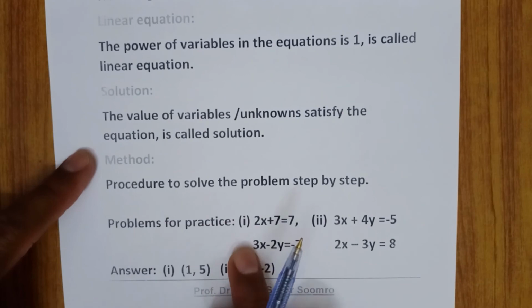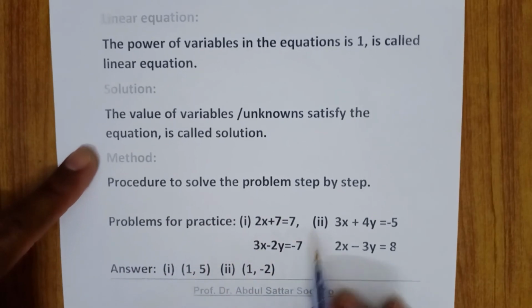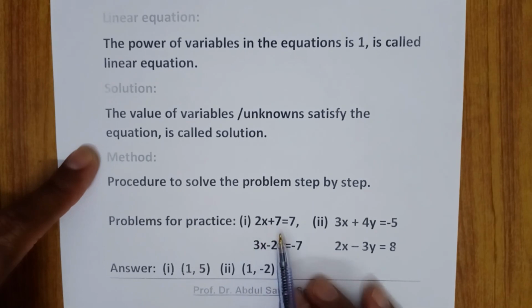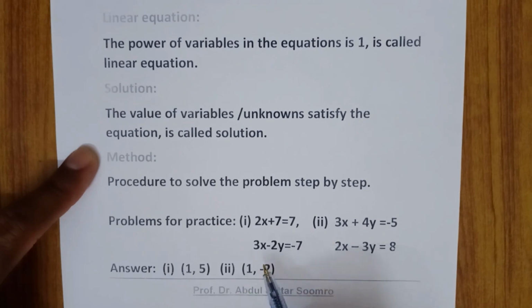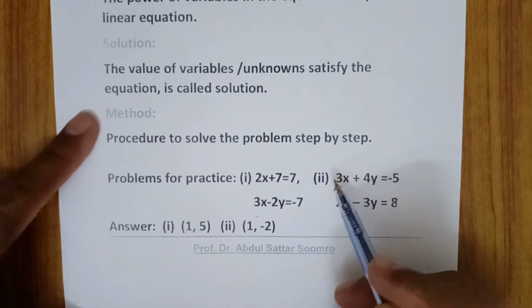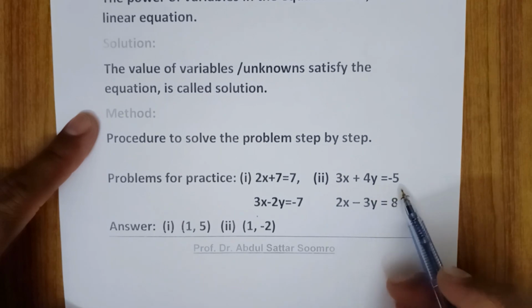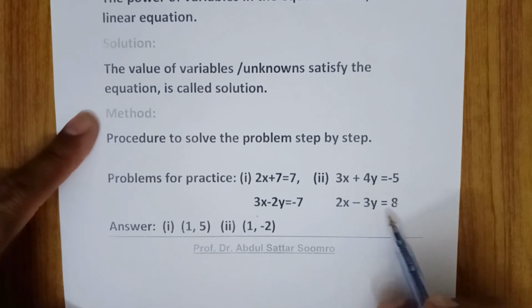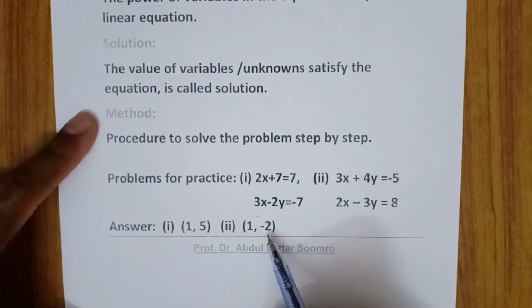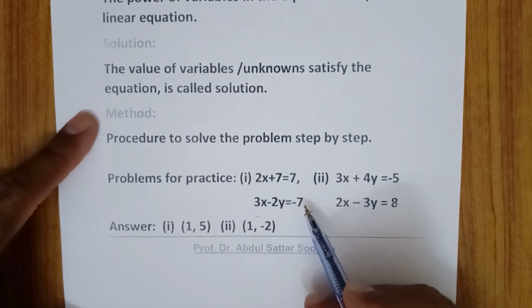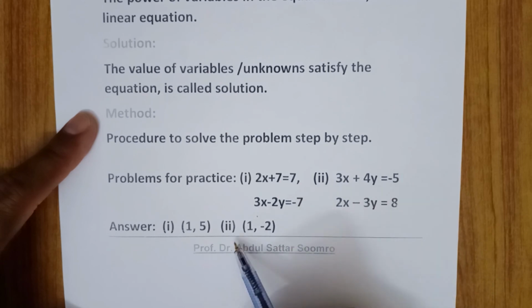So these are some problems for practice. Problem number 1: 2x plus y is equal to 7, second equation, 3x minus 2y is equal to minus 7. Second question: 3x plus 4y is equal to minus 5, 2x minus 3y is equal to 8. Also, the answers are given here. Answer of question number 1 is 1, 5. Question number 2 is 1, minus 2. So you have to find the solution and compare the result with this answer.